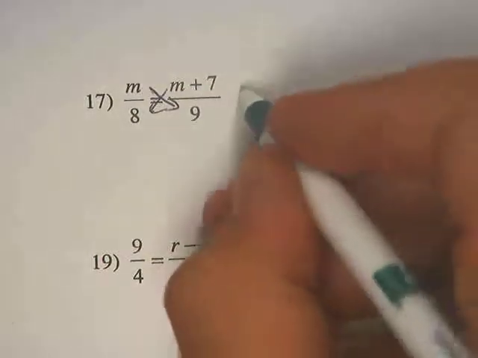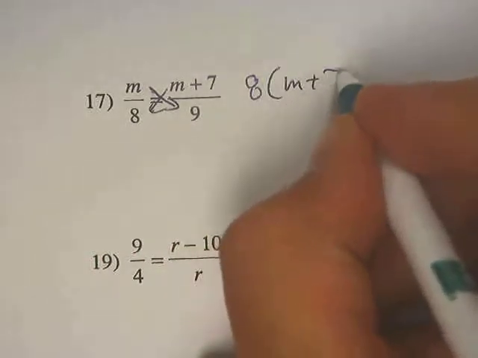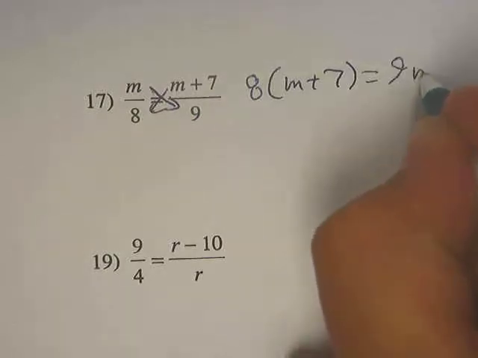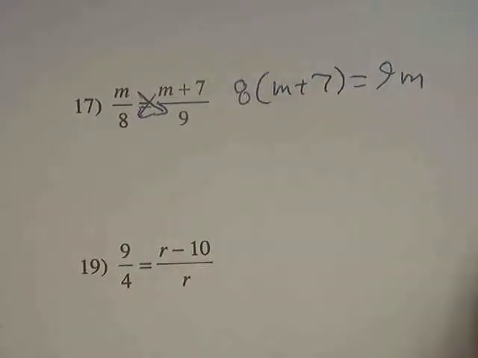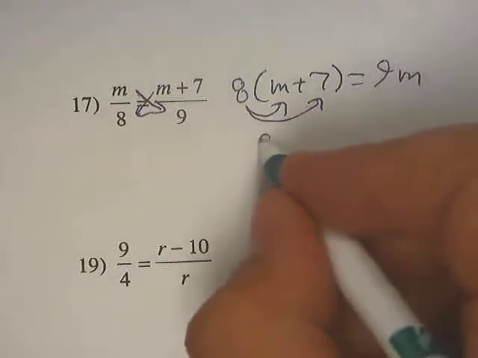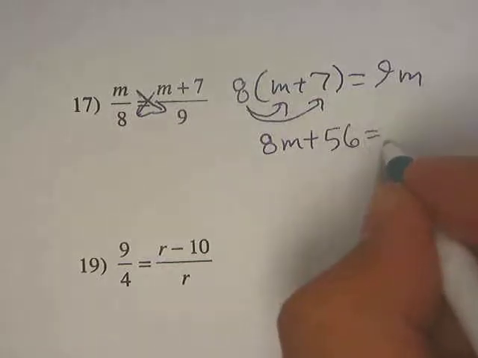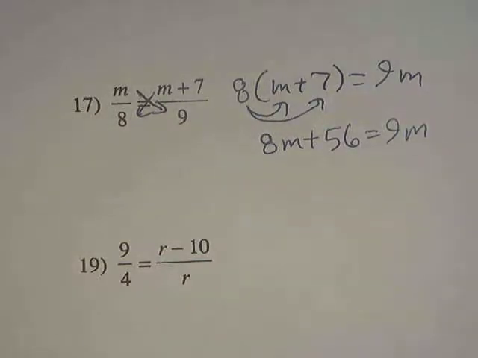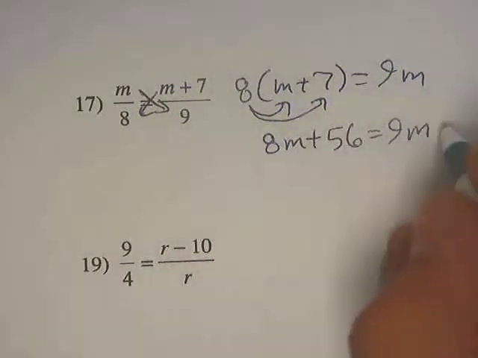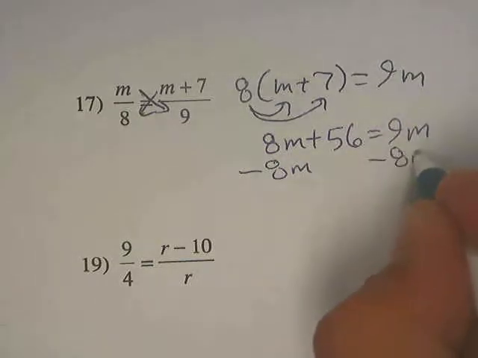Okay, I'm going to go a little farther down. Let's look at something like number 17. 17, I'm going to cross multiply. When I do this, I get 8 times m plus 7 is equal to 9 times m. Okay, distribute the 8 again. 8 times m is 8m. 8 times 7 is 56.